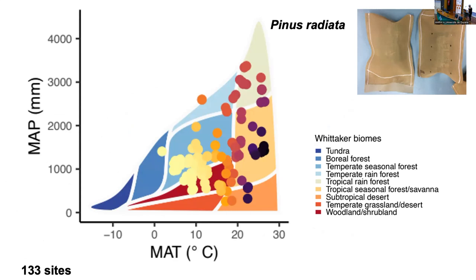You can see that here's mean annual temperature on the x-axis and mean annual precipitation on the y-axis. And you can see that we did pretty good coverage around the globe. We had nothing in the tundra, not so much in the boreal forest or the temperate grasslands and deserts, but otherwise pretty good coverage in the different climate zones.